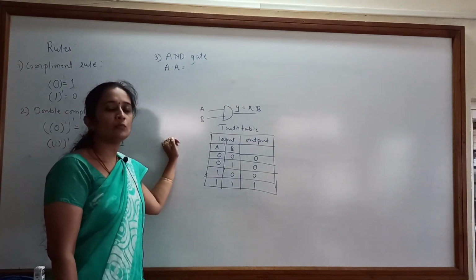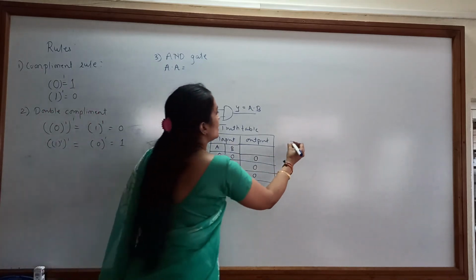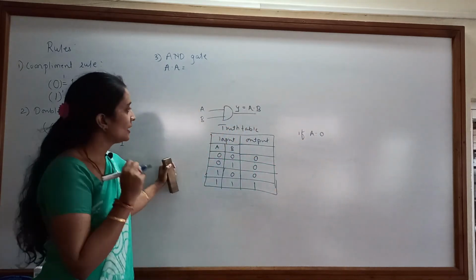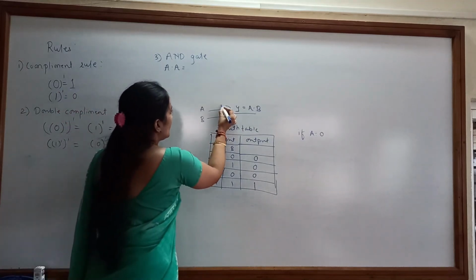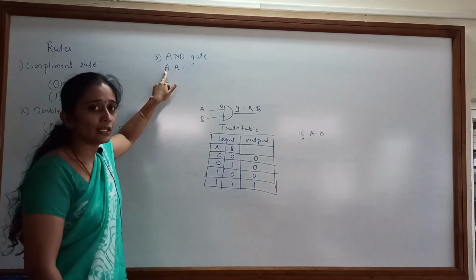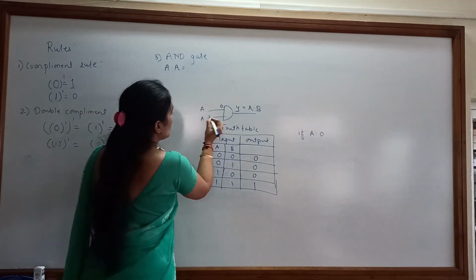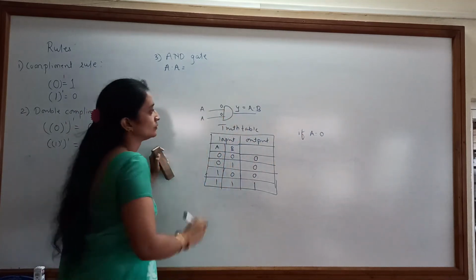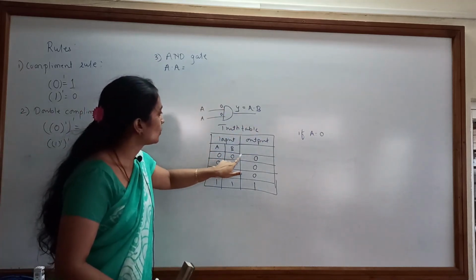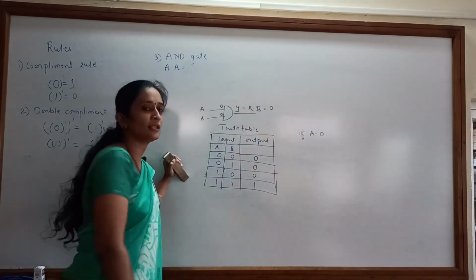How many numbers are there in Boolean expression? Only 2, 0 and 1. If A is equal to 0, then I will give here A is equal to 0. What we are finding? A and A. Therefore, A and, again here I will write A. What is the value of A? 0. We have taken A is equal to 0. 0 and 0. What is the output? 0. Therefore, Y is equal to 0.